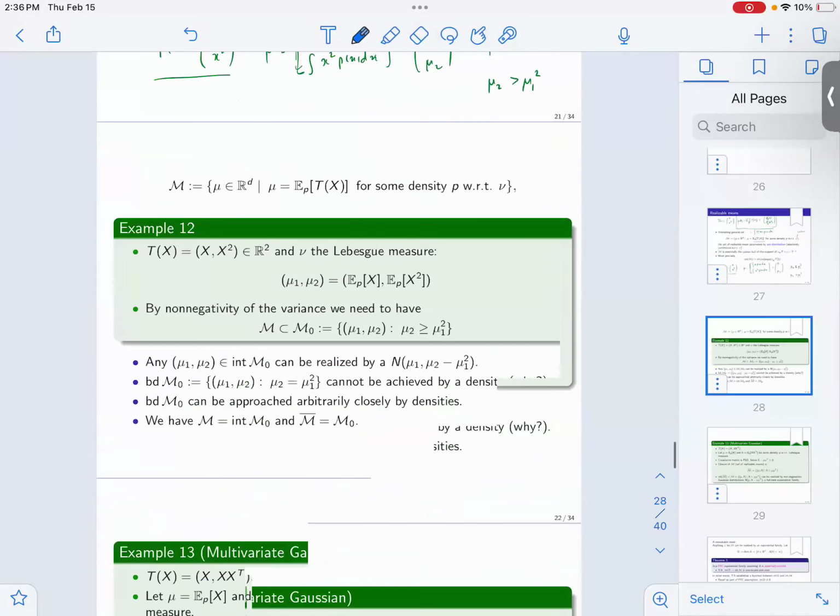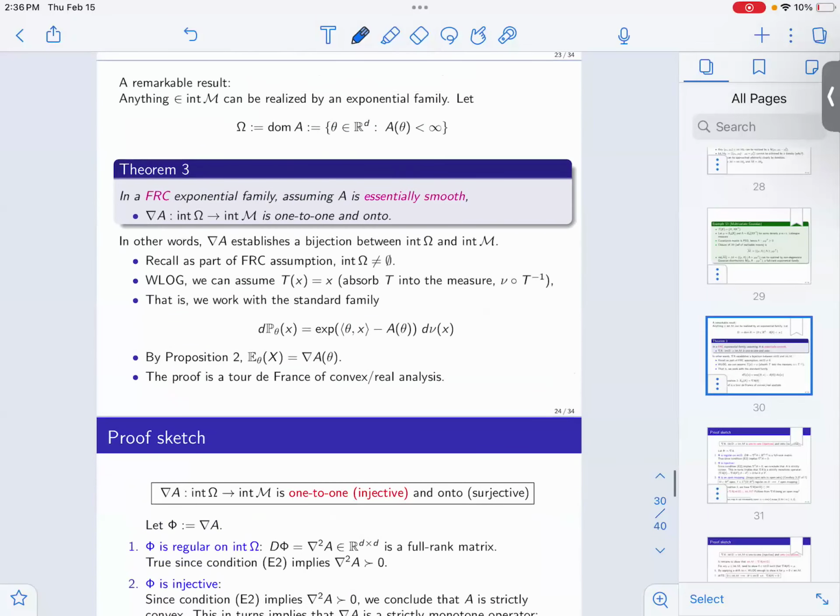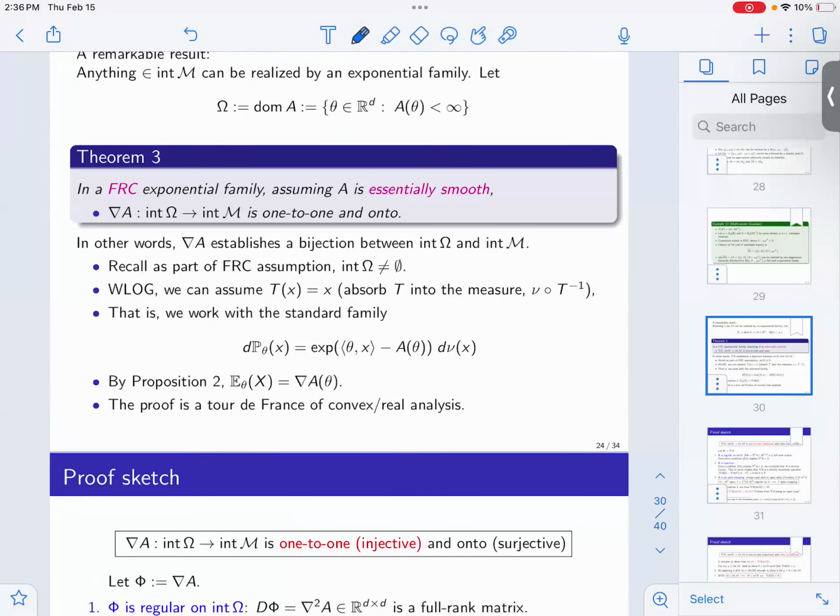Let's just restate it here. I'm not going to talk about the proof. The result says that if you have a full rank canonical exponential family, and if A is essentially smooth, which is a technical condition, that is, if the interior of omega is the entire omega, let's say there's no boundary, let's say omega is open, then you don't have to worry about it. This only matters if there's a boundary.